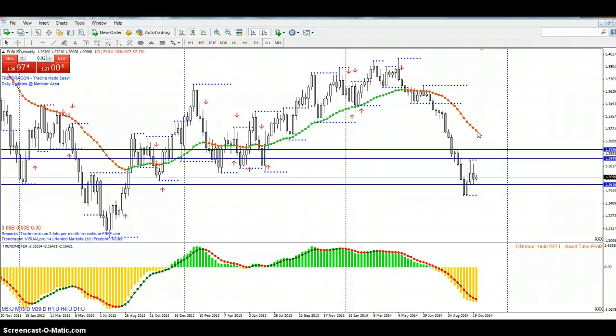That's it for the euro dollar. It's a big long, but I think it's a good analysis, and we may have a good plan for that.